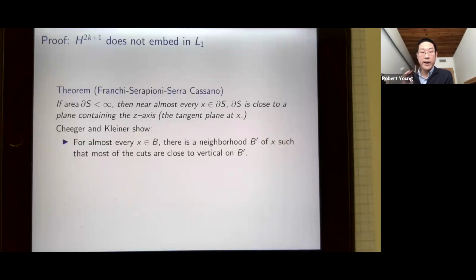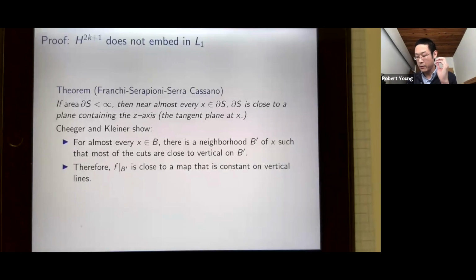Consequently, what Hieger and Kleiner show is they use a little bit of measure theory to show that for almost every point in the domain of your map, there is a small ball around that point, such that most of the cuts through that small ball are close to vertical planes. If they were exactly vertical planes, then if one of your cuts is a vertical plane, then any 2 points that are separated vertically are on one side or the other side of that cut. So if all your cuts are vertical planes, then that means that the distance between the images of two vertically separated points is 0.